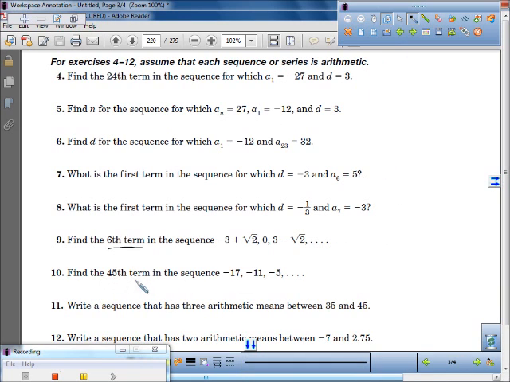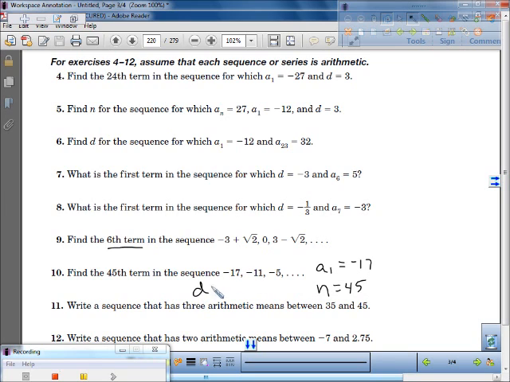For number 10, we're told to find the 45th term in the sequence. We've done similar problems with this. We know A1 is equal to negative 17. We know n to be 45. We can figure out our common difference by taking the difference of these two, so D is equal to negative 11 minus negative 17. So our common difference here is going to be 6.